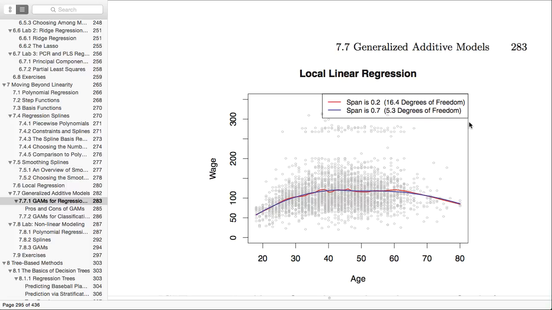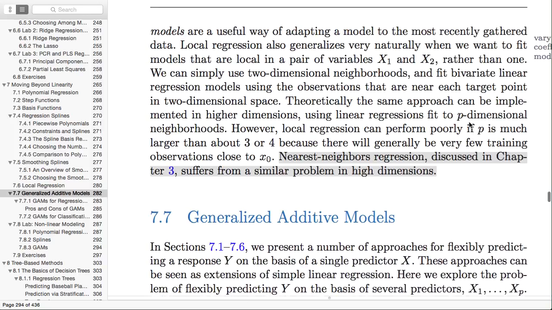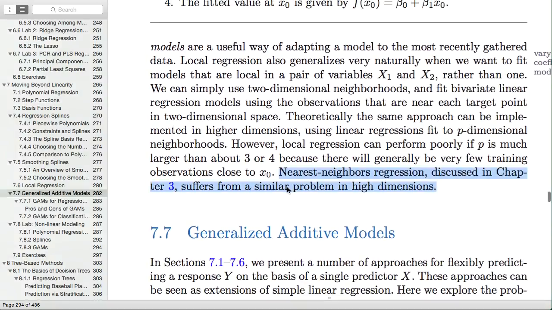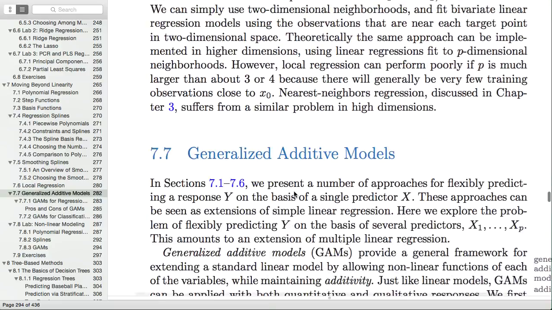So anyway, that's about it for local regression. It is only typically used in low dimension. I think that's mentioned here. Yeah, here we go. It suffers from the curse of dimensionality because in high dimensions, there aren't going to be very many nearest neighbors. Just the same problem that k nearest neighbors suffers from. So keep that in mind when you're choosing models.